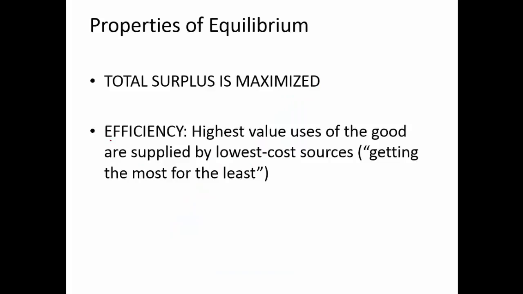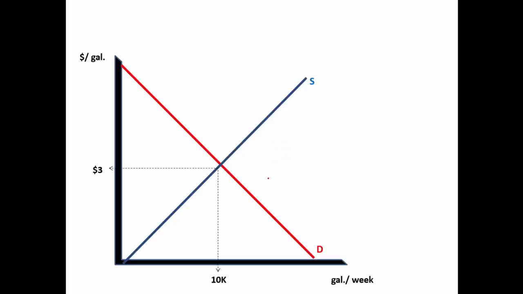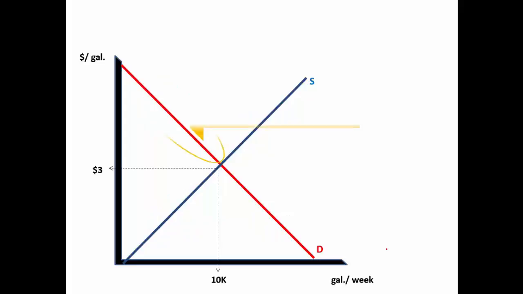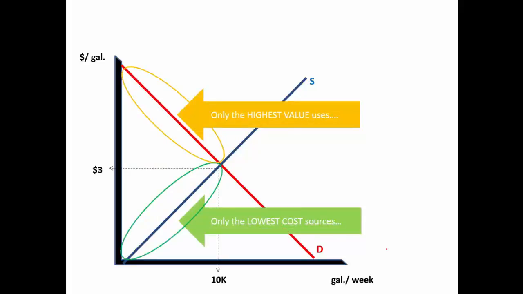Total surplus is maximized, and the market is efficient. Efficiency means we're getting the most value for the least cost. And note that equilibrium divides the demand curve into two regions. We could call this kind of the high valued region here, high valued uses and low valued uses, and it divides the supply curve into two regions, so low cost and the high cost. Which ones are we actually going to undertake? Well, only the highest valued uses get accomplished, and only the lowest cost sources of the product get utilized.